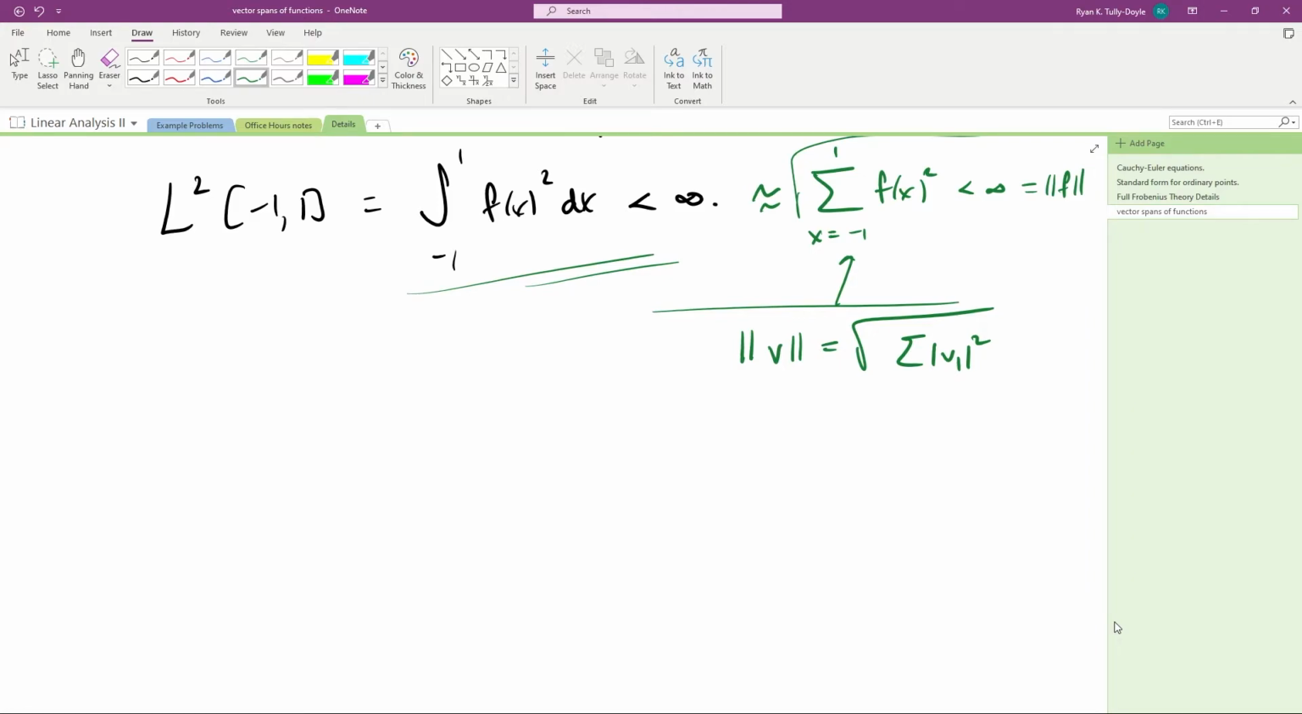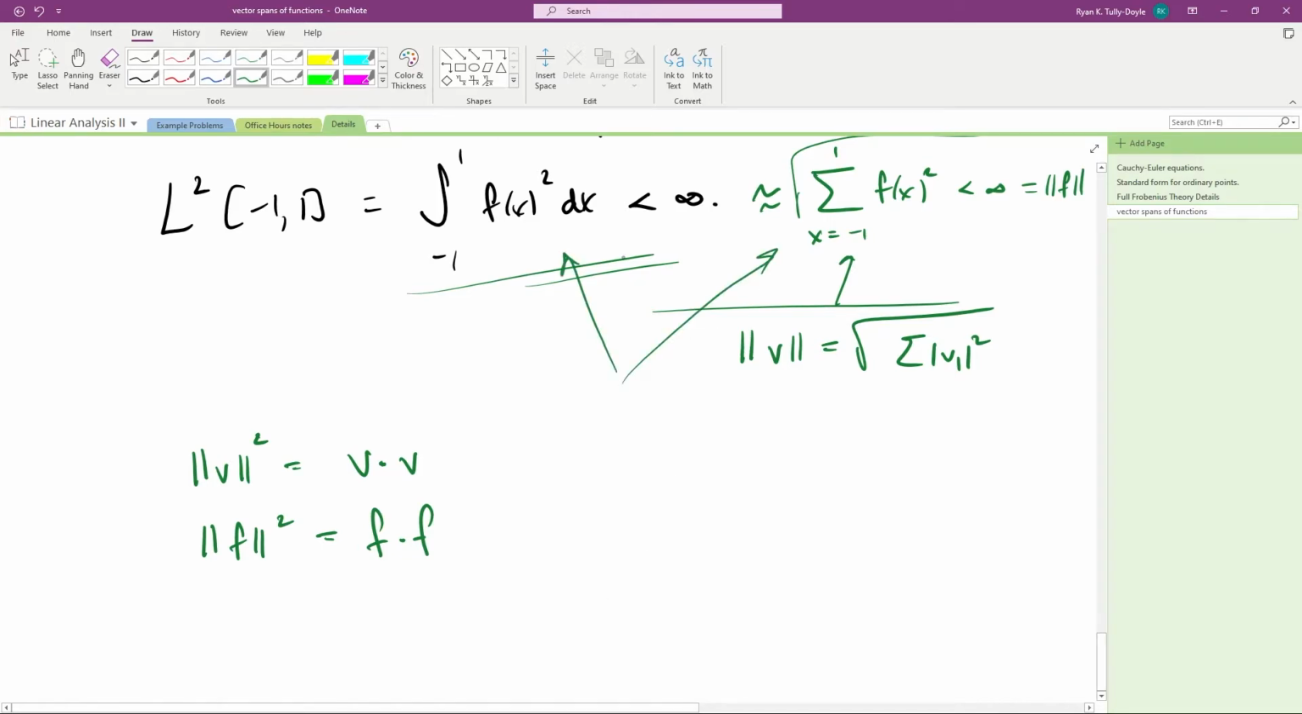Now, another thing that we know in finite dimensional vector spaces is that if I knew the length of a vector squared, I could write that as the dot product of the vector with itself. Knowing that, I'm going to define a dot product of functions, so I'd still like that property to be true. I'd like the length of f squared to be equal to the function f dotted with itself in this sense right here. And that's going to have to involve this integral. So I want that to be the integral from minus 1 to 1 of f of x squared dx.